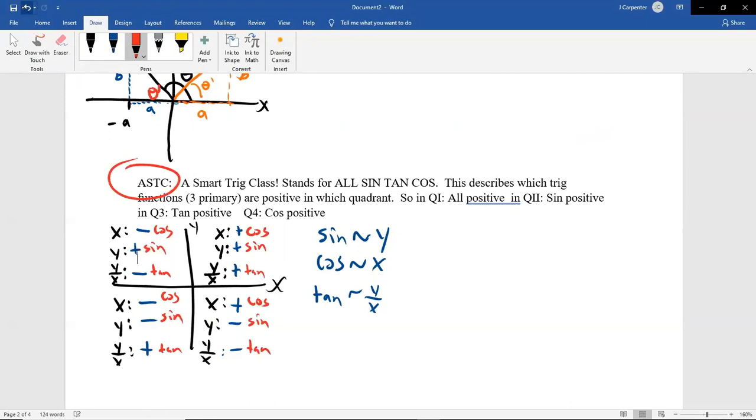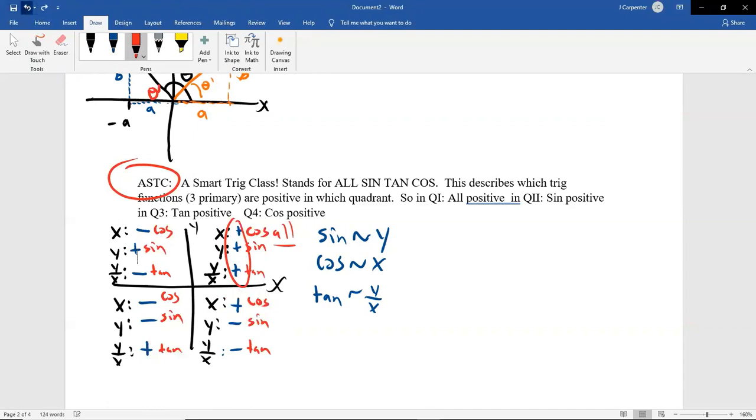Everything I filled out is right here in ASTC. All of them are positive in quadrant 1. So here's your A, all. They're all positive in quadrant 1. In quadrant 2, it is only the sine that is positive. Look at that. Cosine and tangent are negative. Sine is positive. In quadrant 3, it's tangent that's positive only. Negative, negative, yep, tangent's positive. And in quadrant 4, cosine is the only one that's positive. And sure enough, cosine's the only one that's positive.